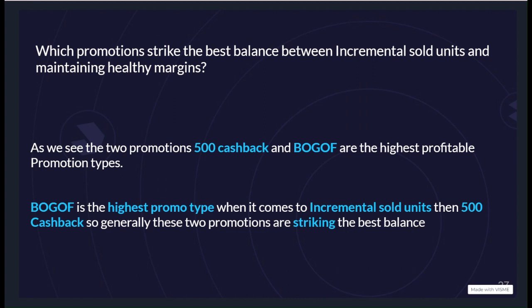Now the next question is: which promotions strike the best balance between incremental sold units and maintaining healthy margins? As we saw earlier, the two promotions, 500 cashback and BOGO, are the most profitable promotion types in terms of incremental revenue and incremental sold units. BOGO is the highest promo type when it comes to incremental sold units, and 500 cashback is the second. So generally, these two promotions strike the best healthy margins.